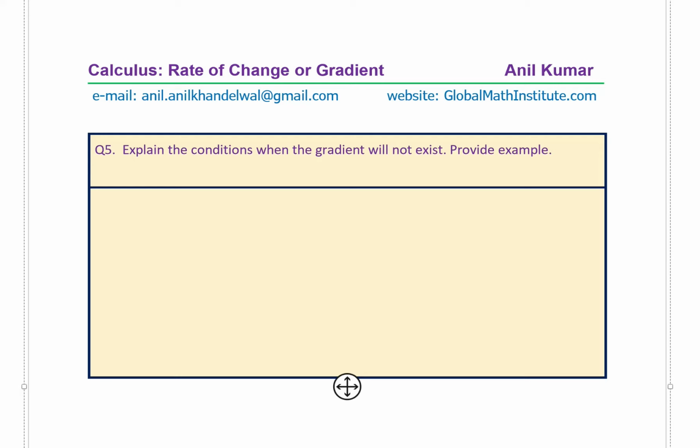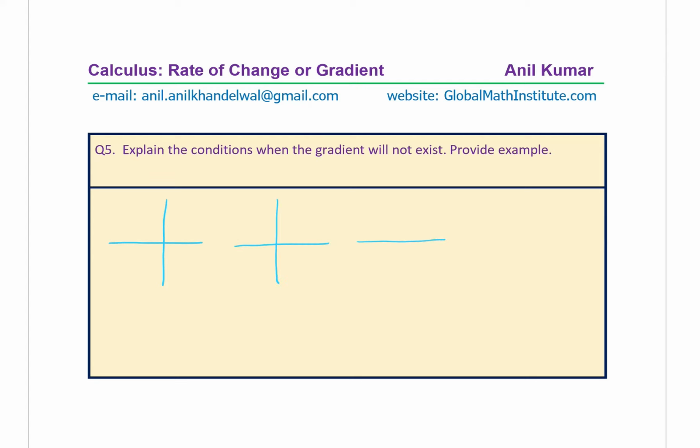I'd like you to pause the video and figure out the conditions where the gradient may not exist. So let's look into a few cases. What I will do here is draw a few graphs, and those graphs will help you to visualize, and then it'll be very easy for you to answer such questions, correct?